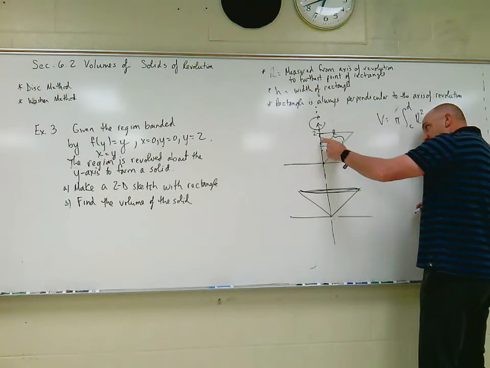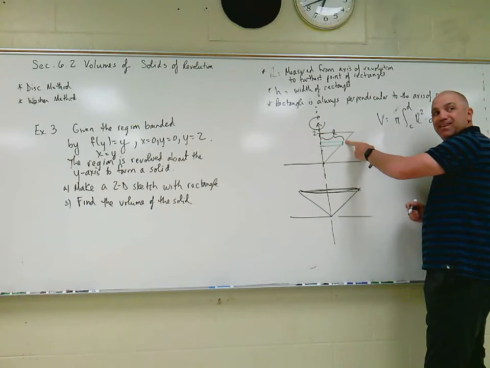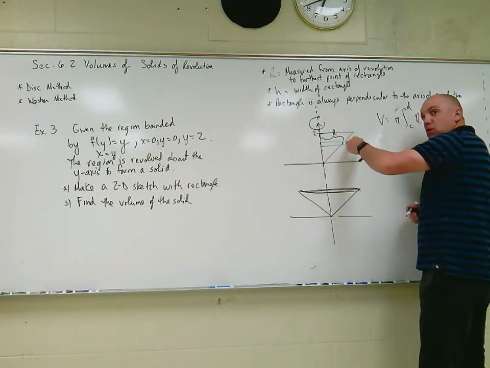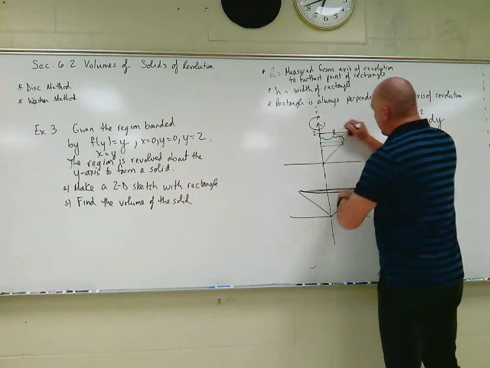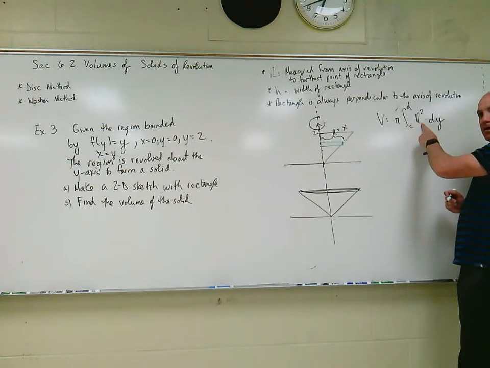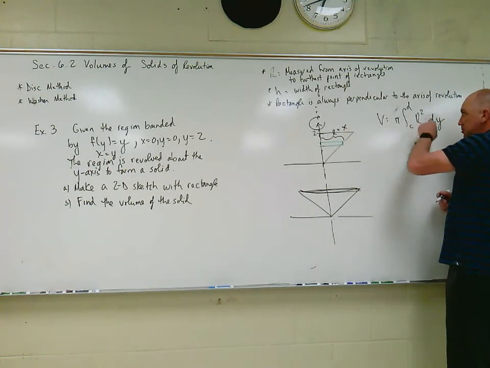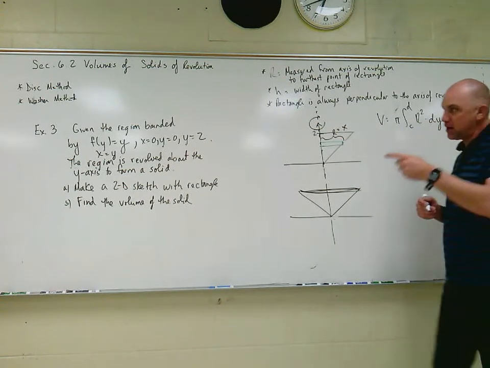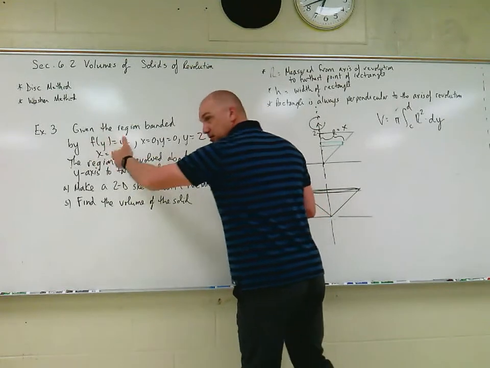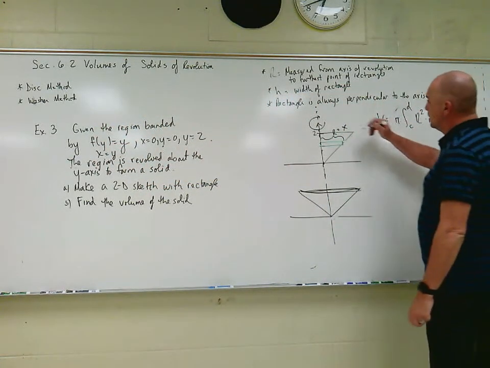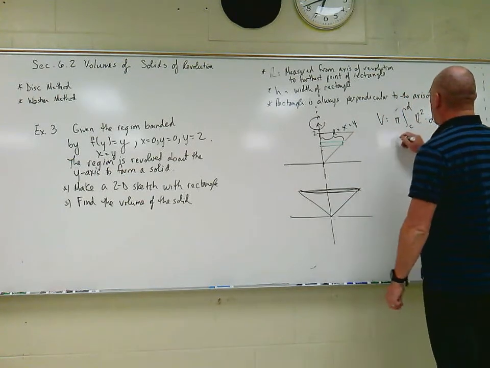Well, let's see. From the y-axis out is what type of measurement? From the y-axis out is labeled as what? X. So your radius is x, but you can't sub in x, right? Hang on, because it is always an x, but I can't sub in x because it's with respect to y. But go back over here. X is y, so I put y in. Since x equals y, that's what I put in.